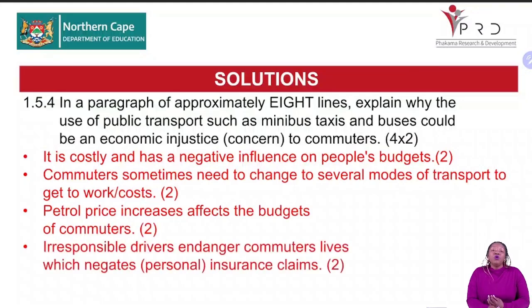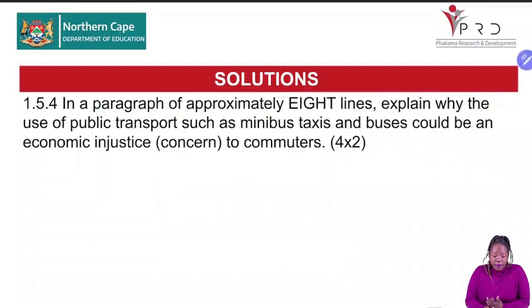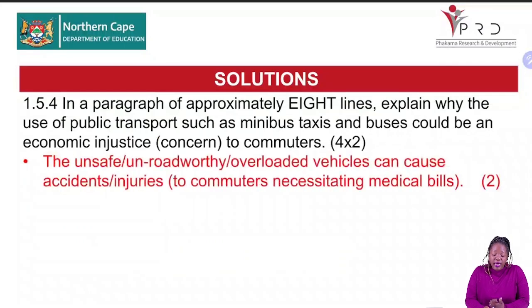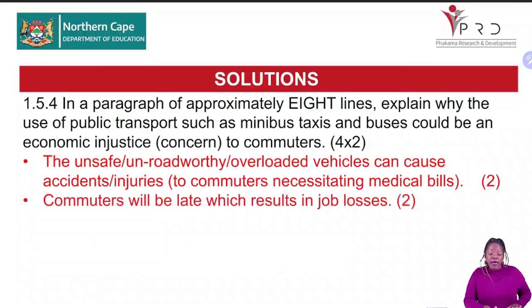Then we are looking also at the high accidents in terms of the minibus taxis because of irresponsible drivers. So commuters could be in danger. Then we're also looking at some of the options that you might have used. It is unsafe and it is sometimes not roadworthy, and it can break down anytime, which means the commuters won't be able to reach work on time. And also, if commuters are late, it could result in them losing their jobs.